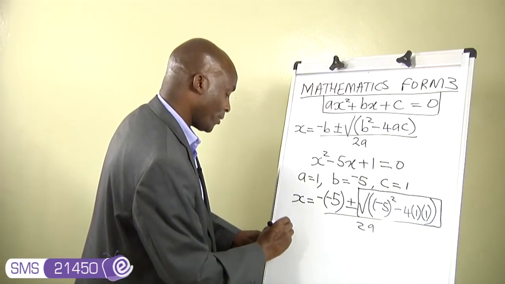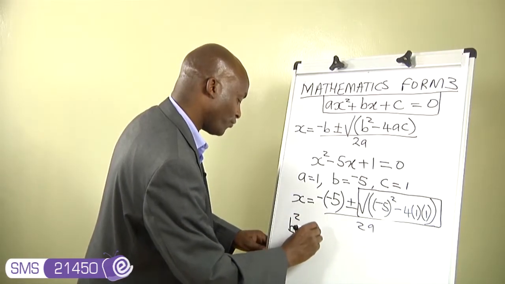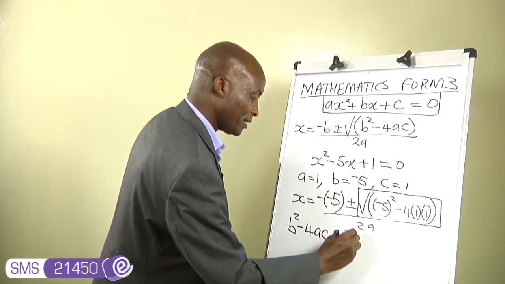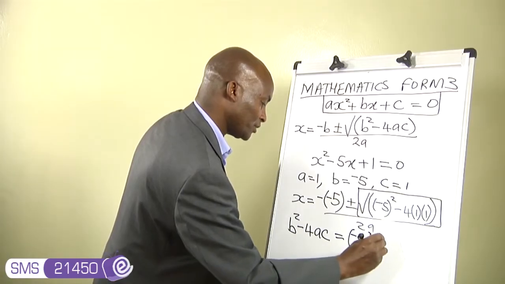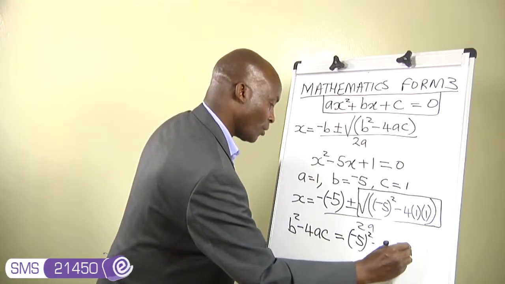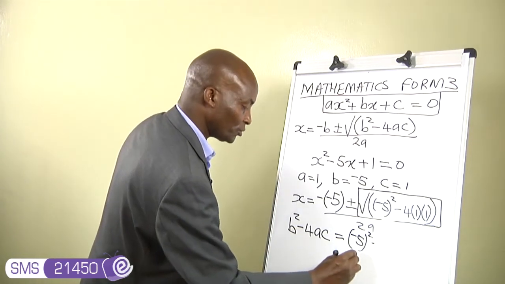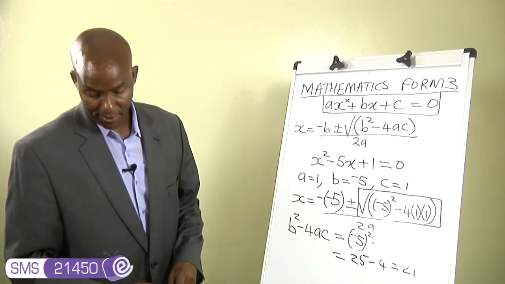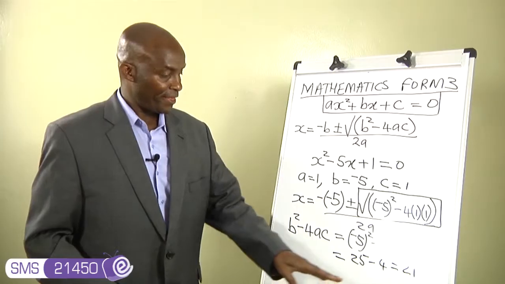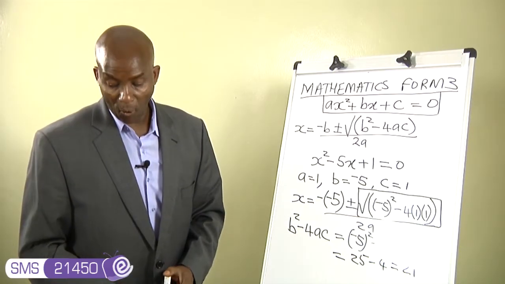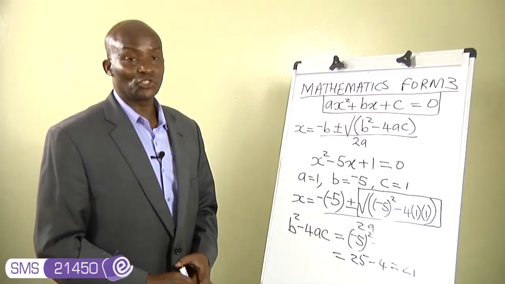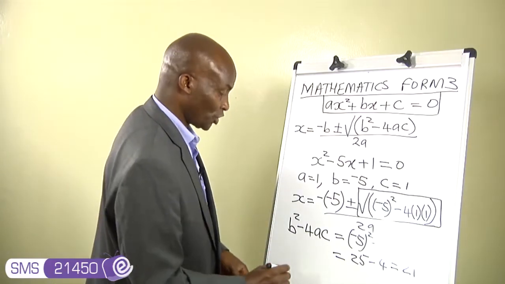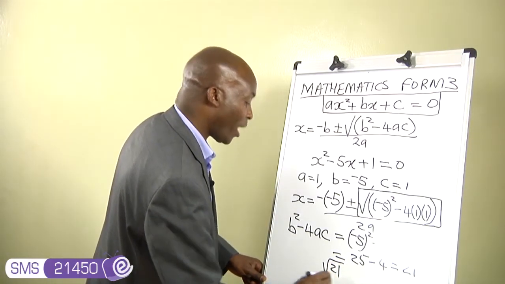So we are interested in b squared minus 4ac, which in this case will be negative 5 squared minus 4 times 1 times 1. This equals 25 minus 4, and this equals 21. Now that is very, very important. The number 21 is, for one, positive, and so its square root is real. It's possible to get the square root of 21.